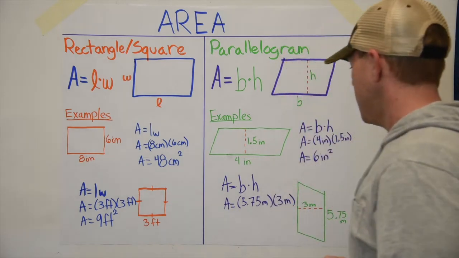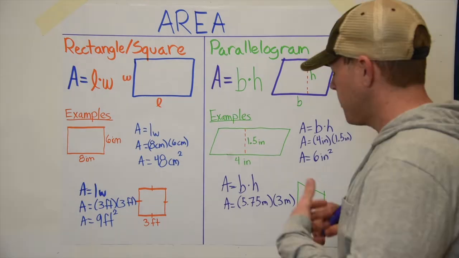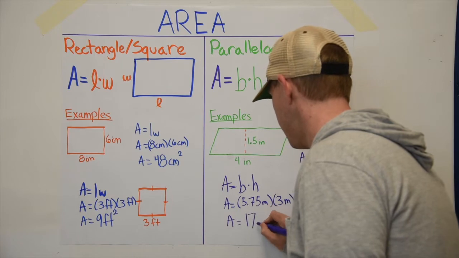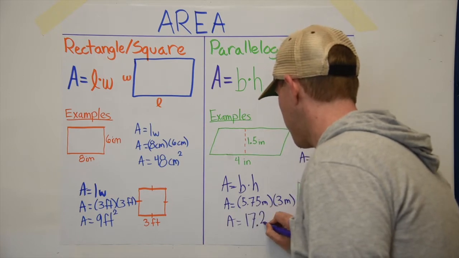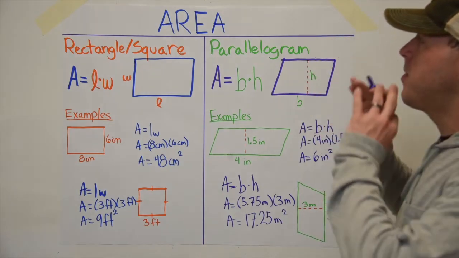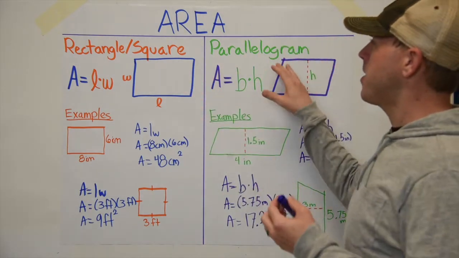meters. And so we're going to multiply those things. And when I do multiply, I see that this is 17.25 meters squared.